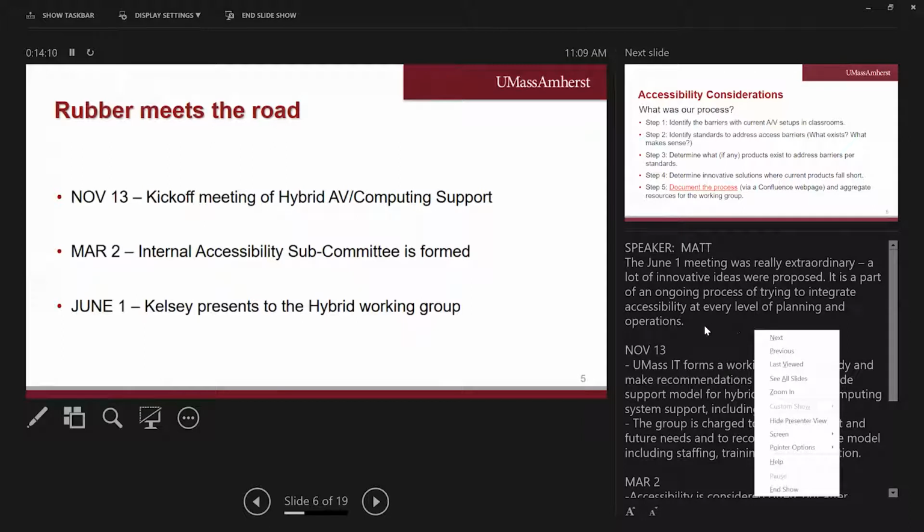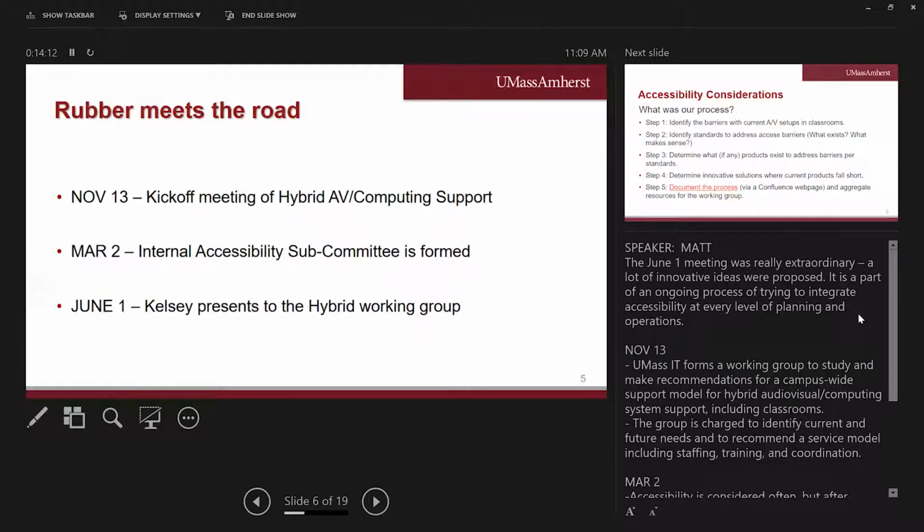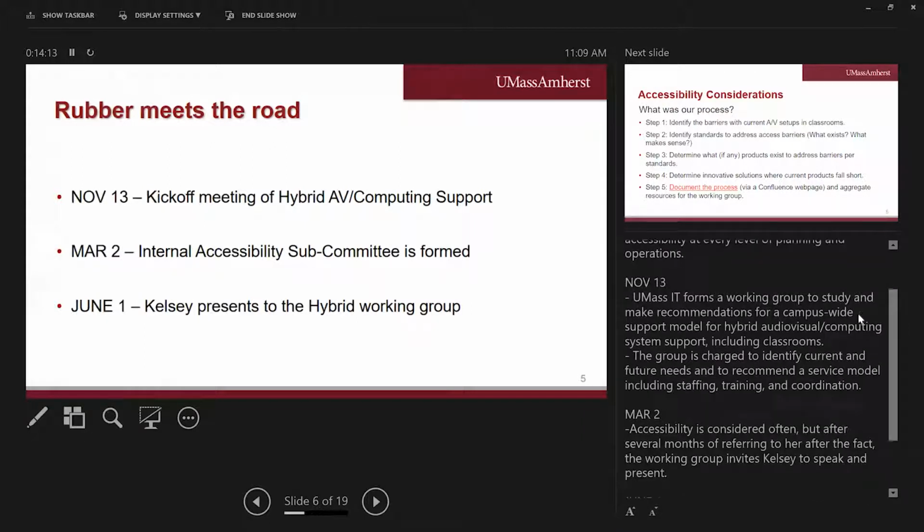I'm having trouble with my little interface here. I want to make sure I say everything.